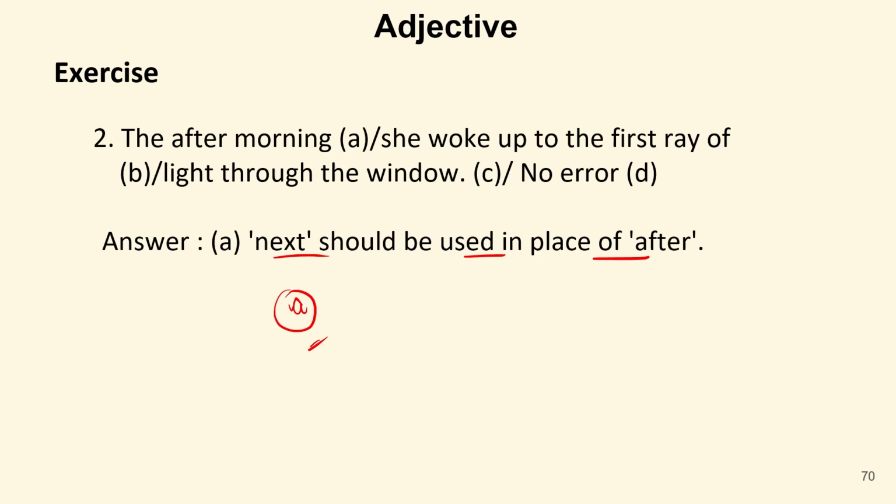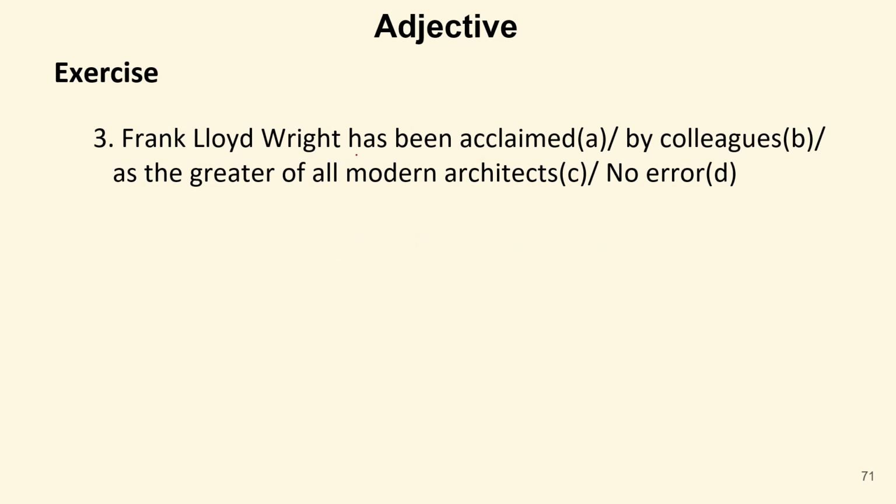So let us move to the next question now. Frank Lloyd Wright has been acclaimed by colleagues as the greater of all modern architects. Now, acclaimed means maybe called, maybe given the title. So Frank Lloyd Wright has been acclaimed by colleagues as the greater of all modern. Now, here the word all is written. It means one is compared among all. One is compared to all.